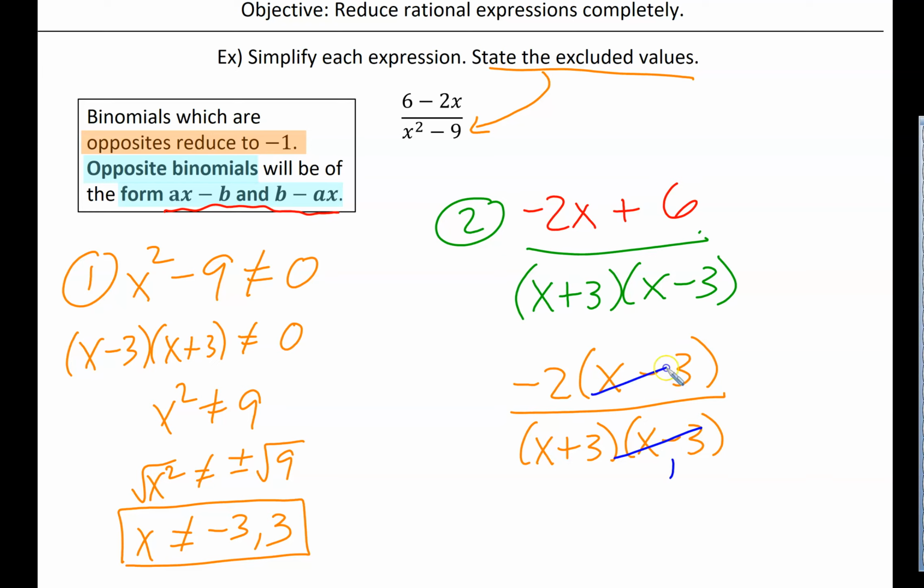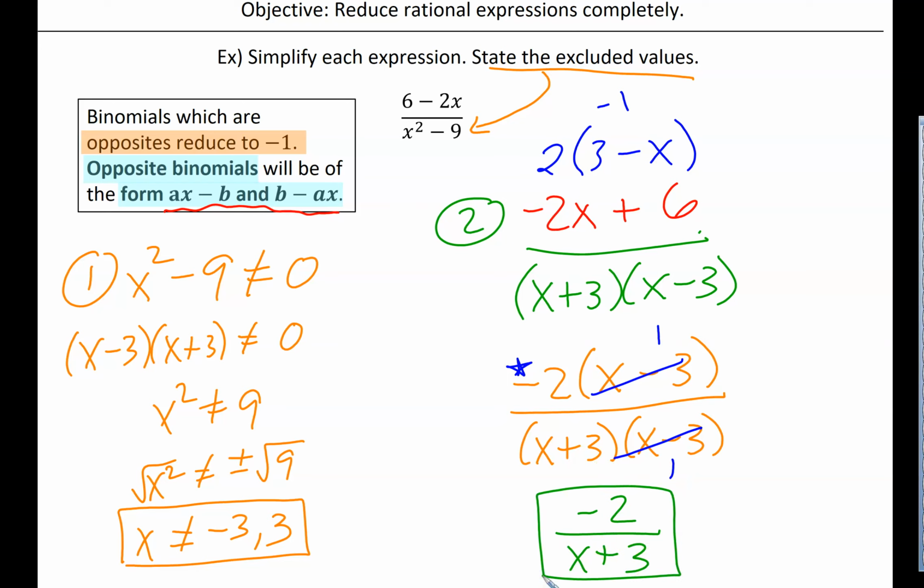And now you have x minus 3 and x minus 3, which are common factors, not opposites, and they would then reduce to 1. And here's the negative that you get when you reduce opposites, because in the previous, if you had 2 times your 3 minus x, this would reduce to -1, and then that would give you your 2 times -1, which is this -2 here. So that's what we're looking at there. 2 different options for factoring opposite binomials correctly. So now what we have is -2 times 1, which is just -2, and x plus 3 times 1, which is x plus 3, and that gives us the simplest form of our expression.